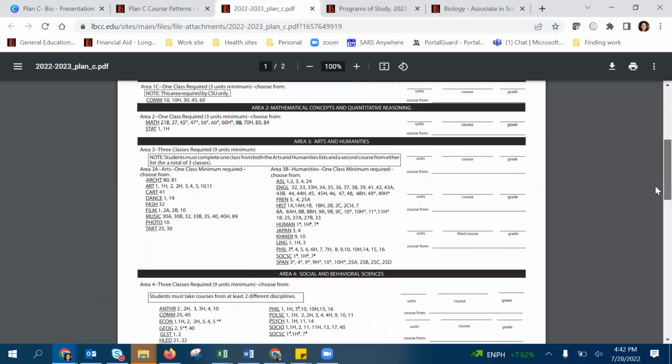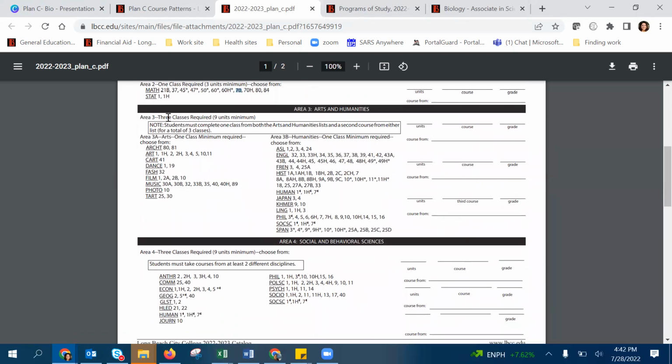In arts and humanities, you want to take 3 classes, 9 units. One class is from the art section, one course is from the humanities section, and the third course can come from either side. If you're trying to keep your options open to the CSU, I strongly recommend that your humanities course is either a history of the Americas, which is History 8, or history of the United States, which is History 10 or 11.